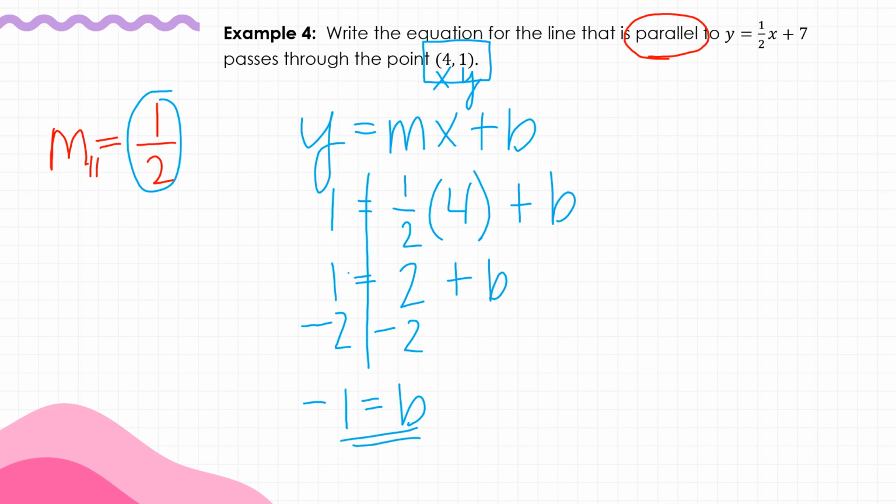Now, you can always check this. You could type both into the Desmos graphing calculator. You could make sure that they're parallel. You can also type this equation in and make sure that it passes through the point 4, 1. But my final equation would be y equals mx plus b, so y equals 1/2 x minus 1.